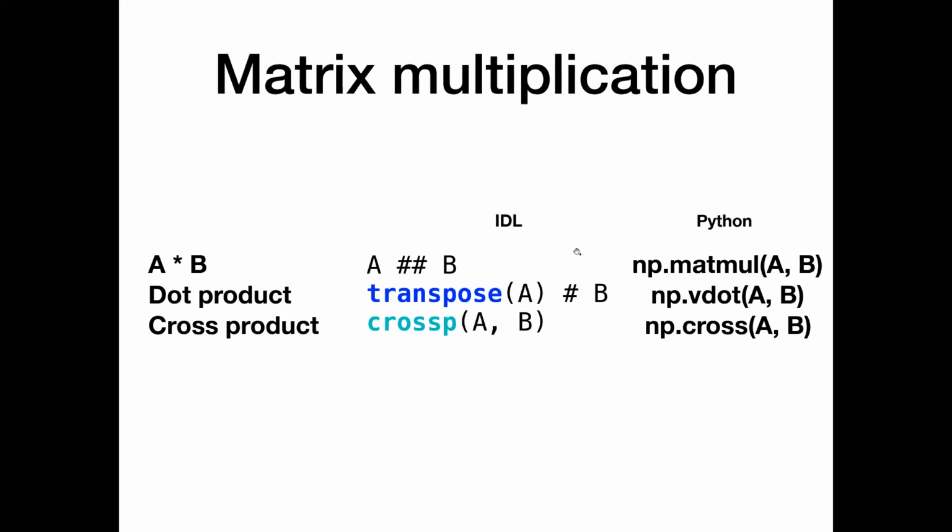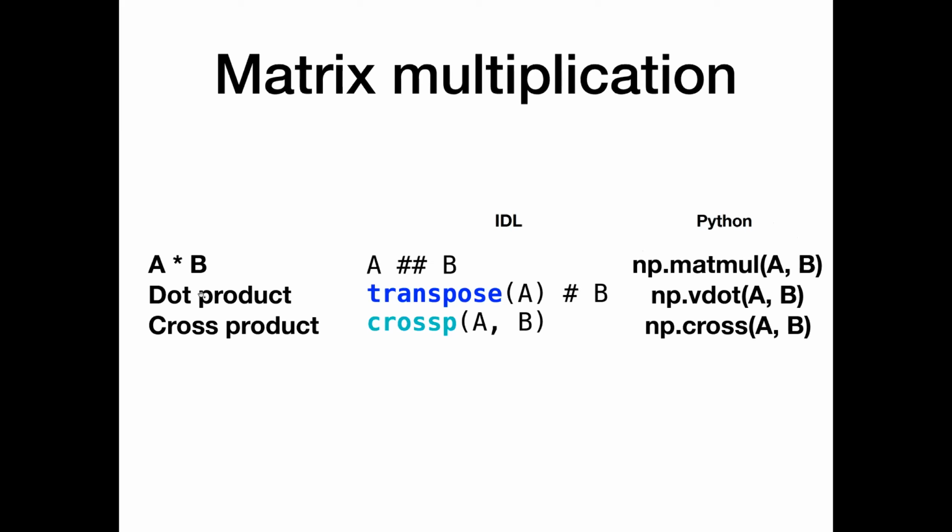And for matrix multiplication, if you have 2 matrices, A and B, in IDL you just use a hash hash b to multiply them. In Python, NumPy has a routine, matmul. Let's give it a and b, and it multiplies a by b.